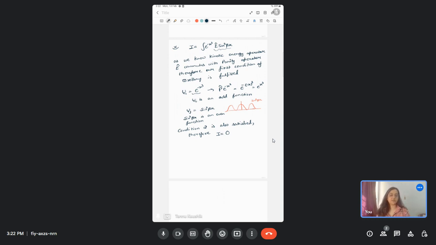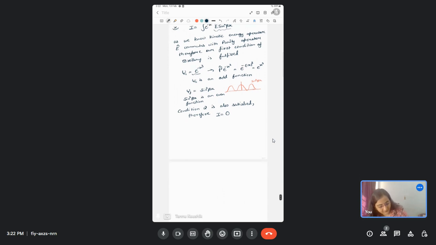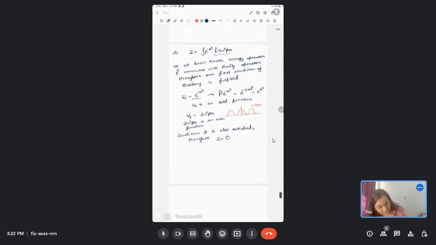Let us check this kinetic energy operator here. When it is operated on sine square beta x, is it commutative with the parity operator or not? And the problem as solved, does it follow the pattern or not? Okay, so I'm confirming this.